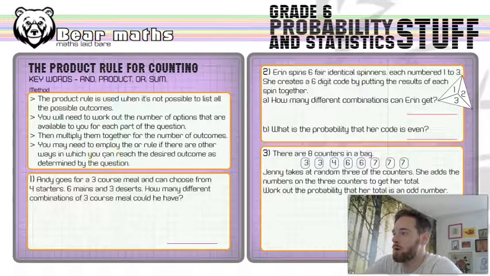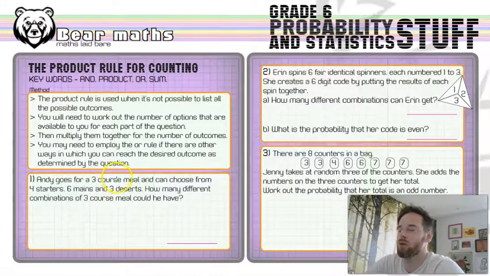You may need to employ the or rule if there are other ways in which you can reach a desired outcome as determined by the question. Now that makes things a lot trickier, all right? But you'll see what I'm talking about because I've got some examples for you.